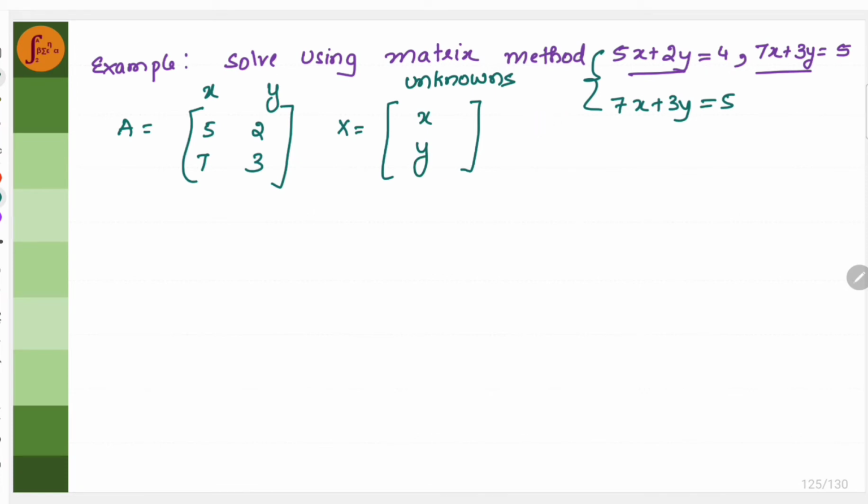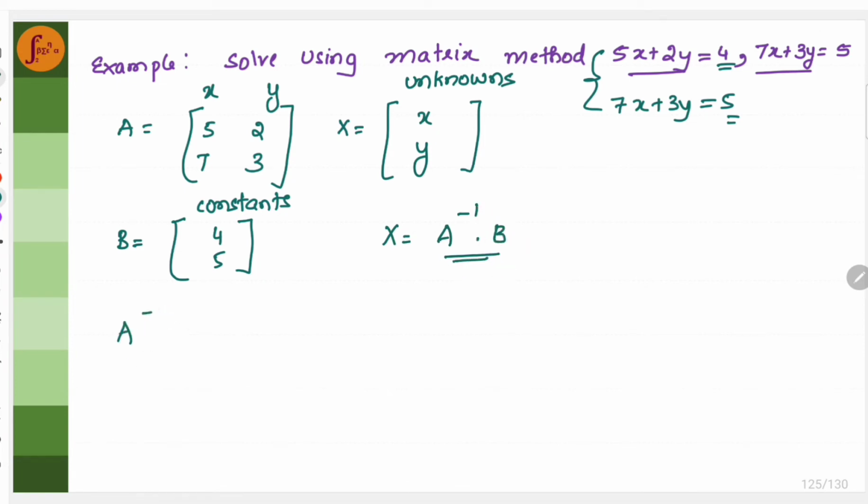And what is the next matrix? B. What does it have? It has constants. And what are the constants here? 4 and 5. How do we solve the linear equation? The formula is X is equal to A inverse into matrix B. This is the formula. Now, how do we find A inverse?